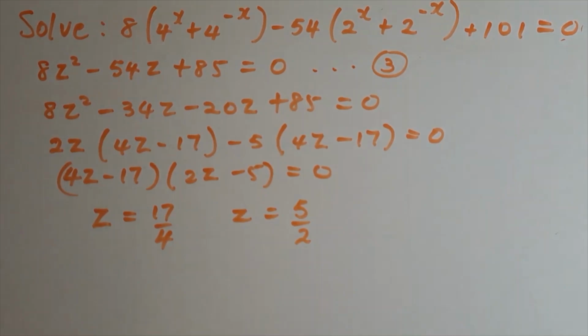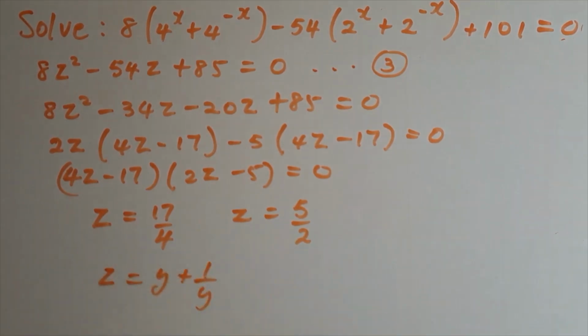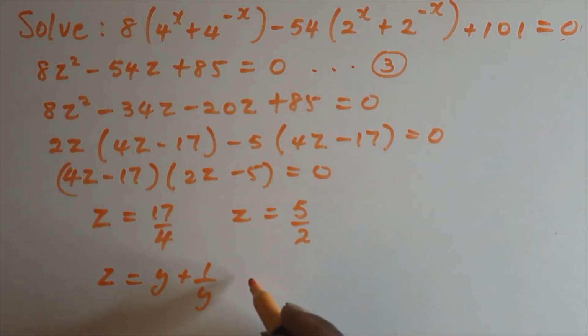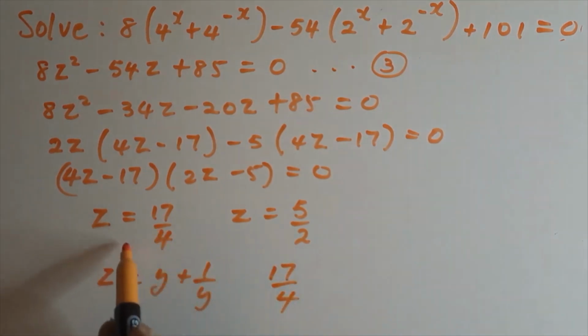But in addition to this, we have to evaluate what Z is. And we know we're given in part 1 video that Z is equal to Y add 1 over Y. And so now we can calculate for Y here. We can write this now as 17 over 4. So we're doing it for this value of Z, and then we'll follow it by the second value of Z.